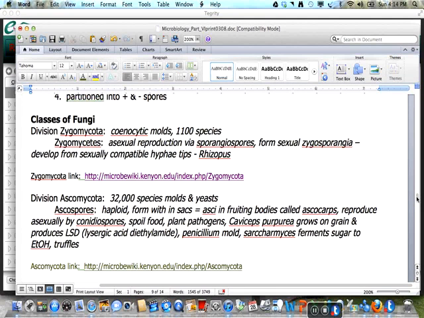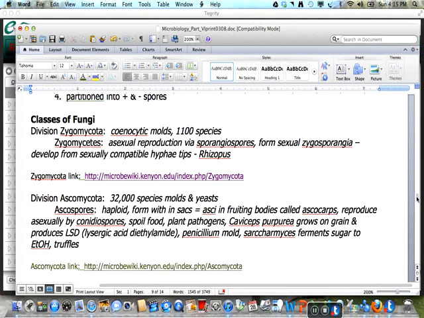There are three classes of fungi. The division Zygomycota are the coenocytic molds with 1,100 species. The zygomycetes do asexual reproduction via sporangiospores and form sexual zygosporangia. They usually develop from sexually compatible hyphae tips, as in Rhizopus.